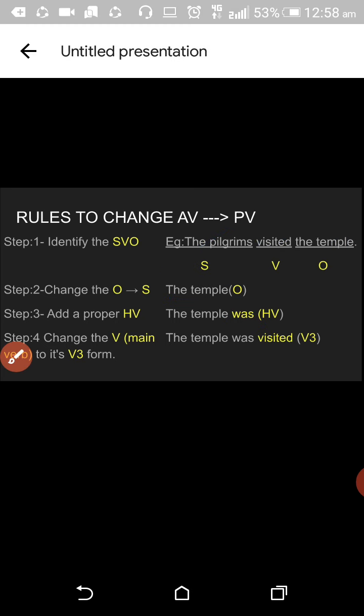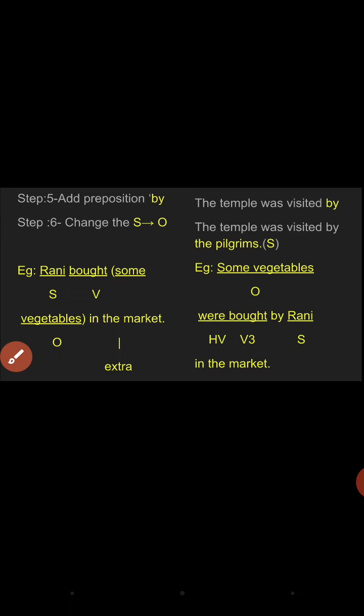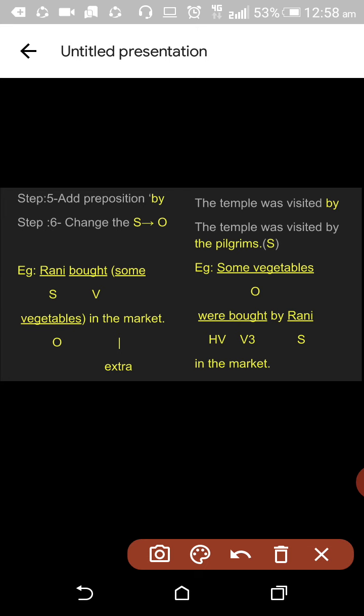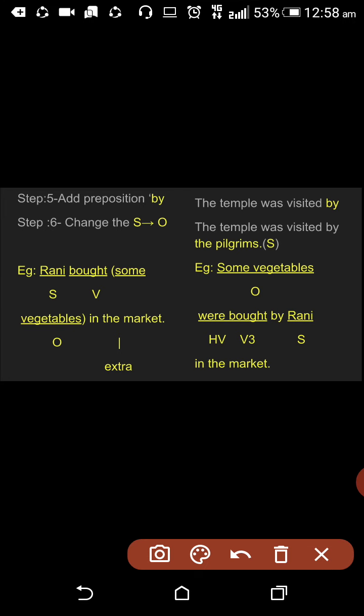So I am moving to the 5th rule. Rule 5: add preposition by. This is also one of the important rules. So add the preposition: the temple was visited by, I have added there. Then rule 6: change the subject to object.